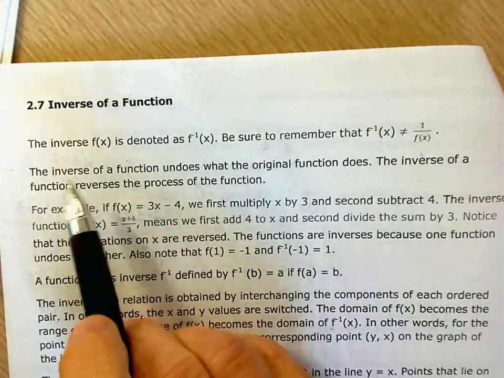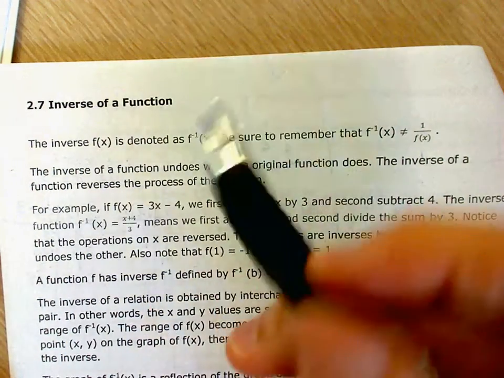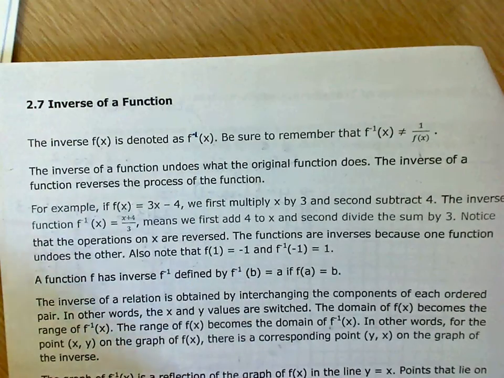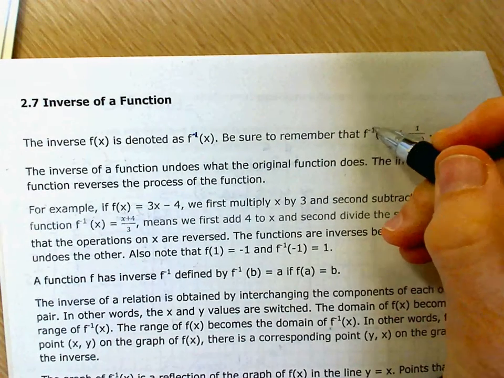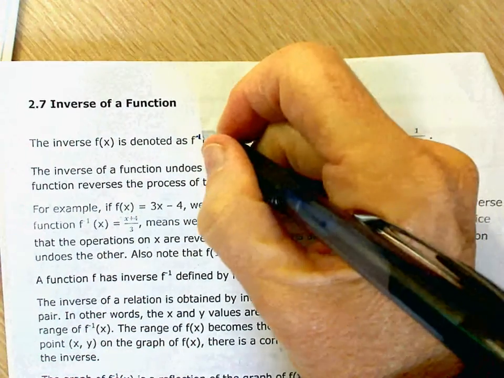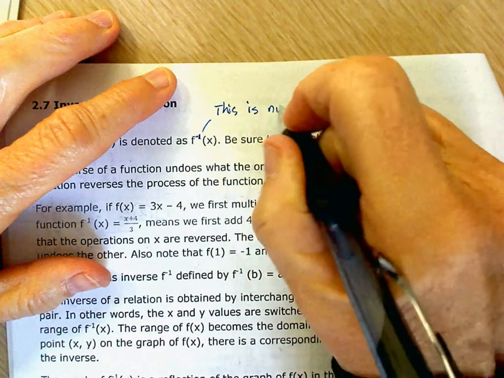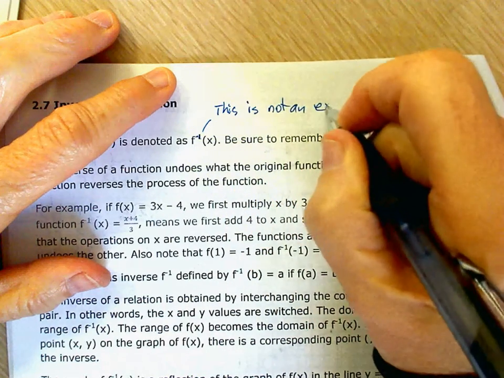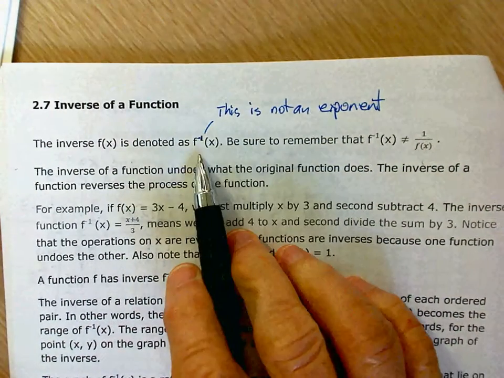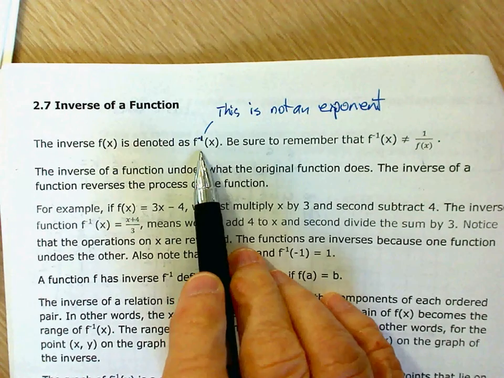Okay. The inverse of f of x is denoted as f^-1(x). Be sure to remember that this does not mean the reciprocal. Okay? So remember, this is not an exponent. Don't get confused, okay? It doesn't mean we reciprocate. This means something different.